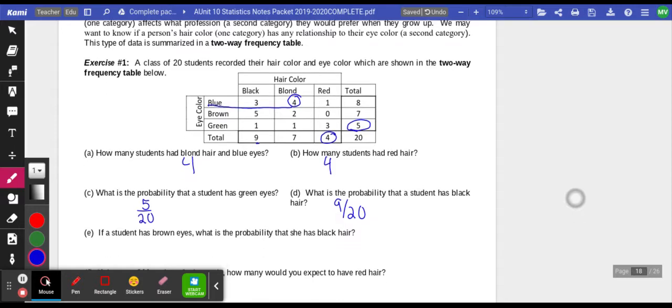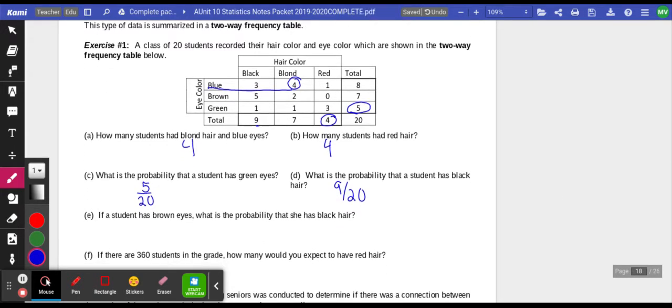If a student has brown eyes, what is the probability she has black hair? So here we're looking at her brown eyes. So our total of brown eyes is 7. Probability they have black hair. So that's 5 out of 7.